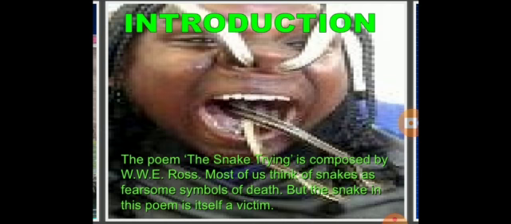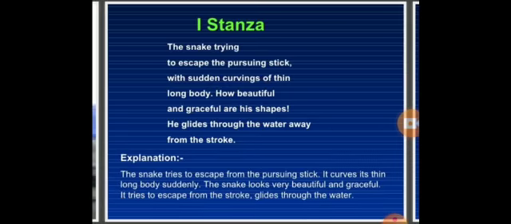A poem by W. Ross. The first stanza goes like this: the snake trying to escape the pursuing stick with sudden curvings of thin long body. How beautiful and graceful are these shapes. He glides through the water away from the stroke.